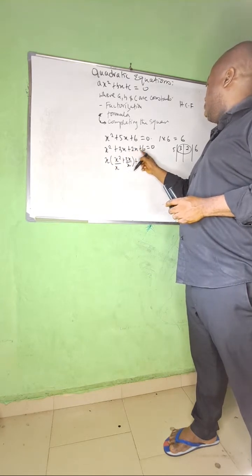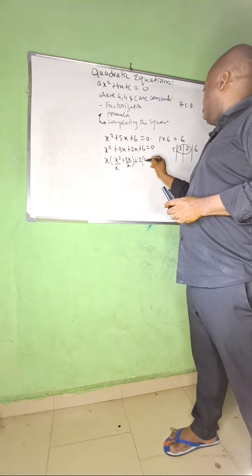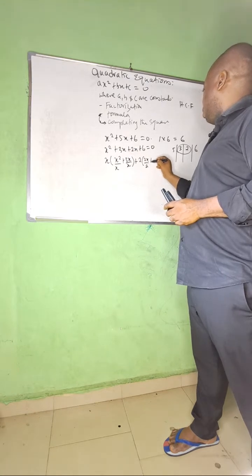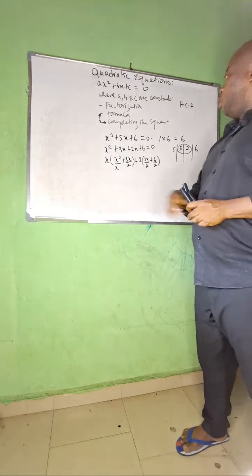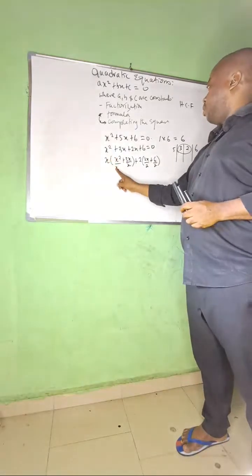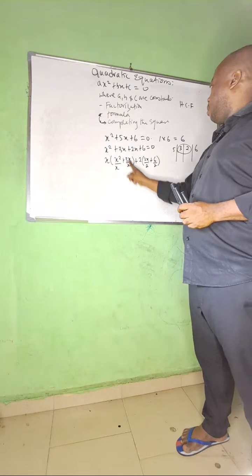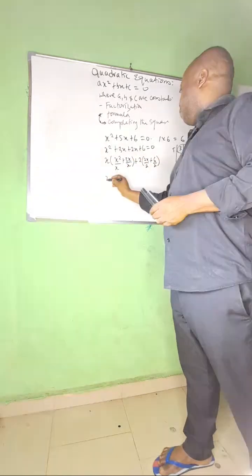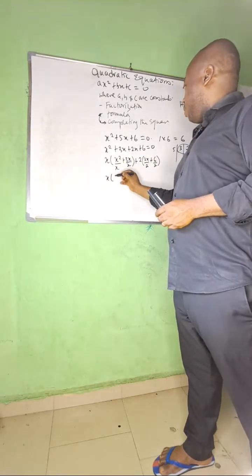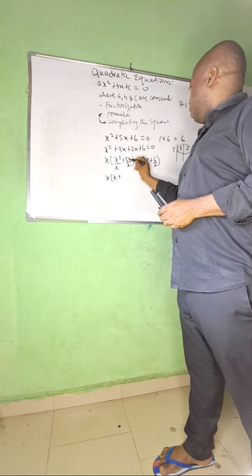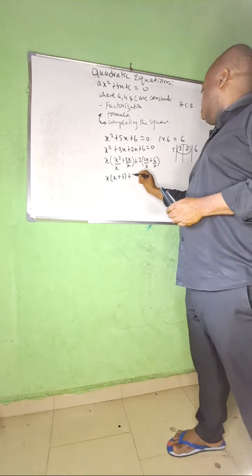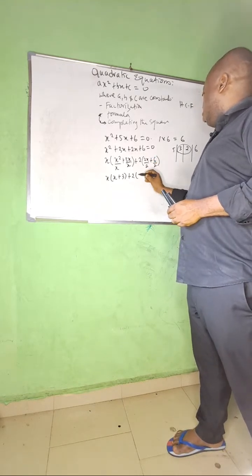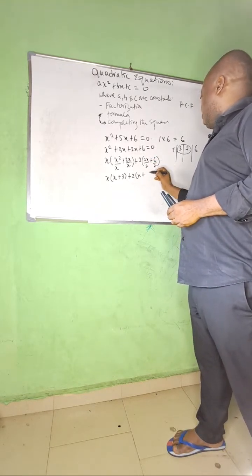Between 2x and 6 the common factor is 2. You have 2x divided by 2, and 6 you divide by 2. Now we have x squared over x is x, plus 3x over x is 3, plus 2x over 2 is x, and 6 over 2 is 3.